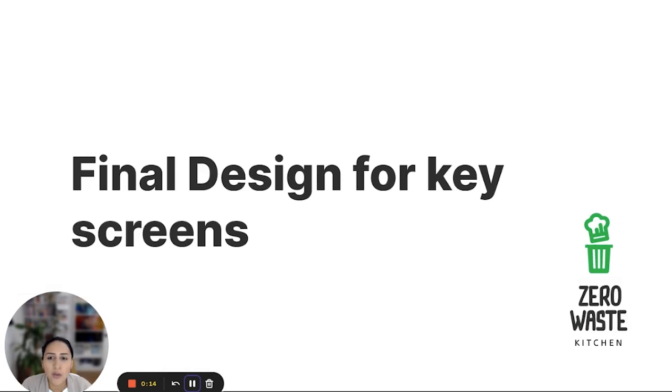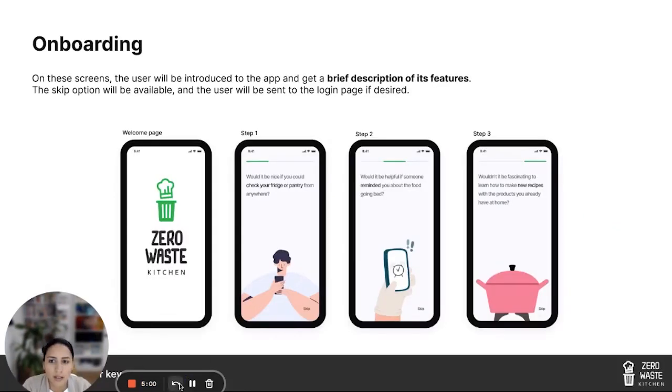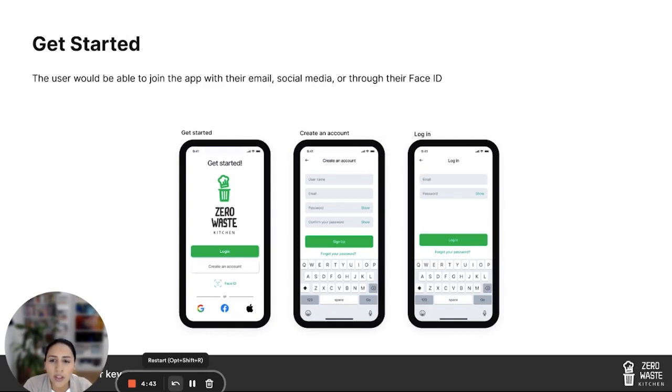Okay, now I'm going to walk you through the final designs for the key screens of the app. I created onboarding where the user will be introduced to the app and get a brief description of its features. The skip option will be available and the user will be sent to the login page if desired. After the onboarding, you will be taken to the Get Started screen, where the user will have the option of joining the app with their email, social media, or through their Face ID.